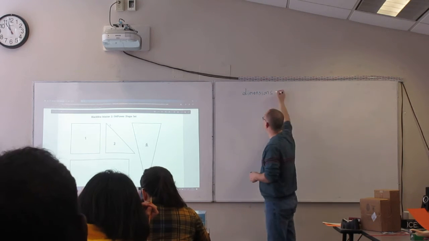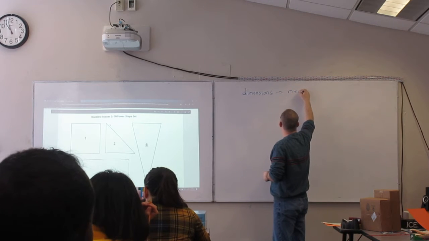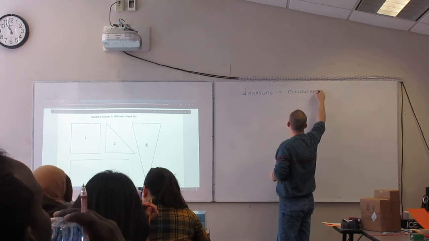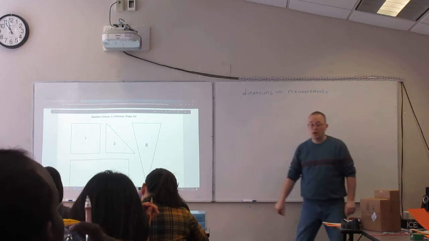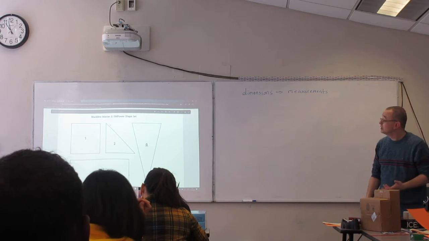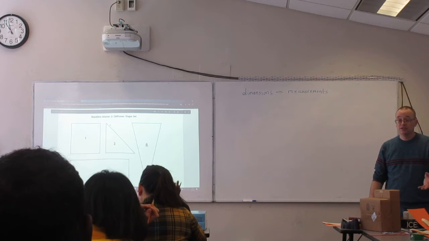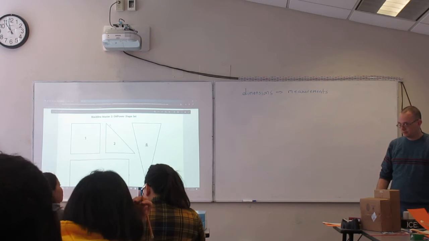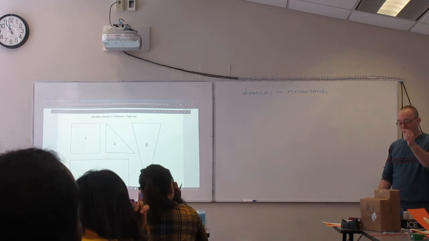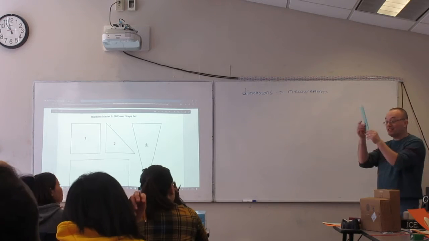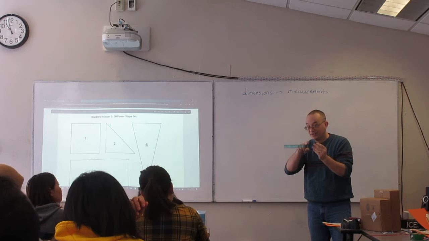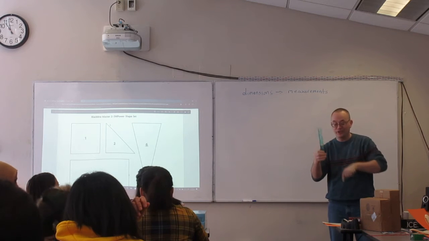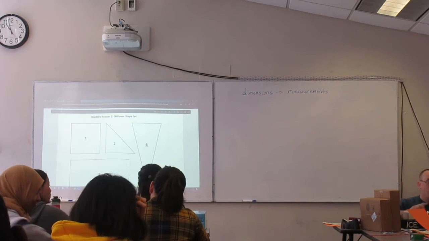Dimensions means the measurements, right? What are the measurements of the square? What did you measure? How much did it measure? 5. 5 what? 5 centimeters. You use one of these, right? Yes. So what did it measure? 5 centimeters, not 5 inches, right? 5 centimeters, right? So it's important to use labels.